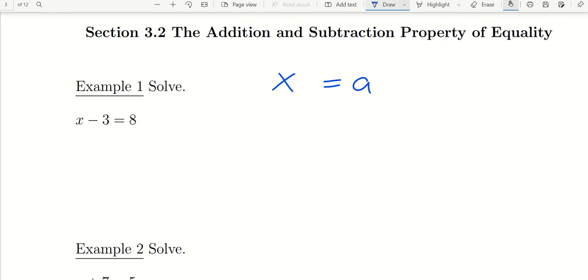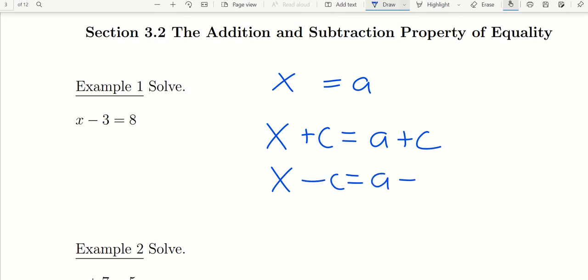What the addition and subtraction property says is if you take those two things that are equal, and if you add equal amounts to them, so let's suppose c is some real number, and you add c to both sides, then those two things will still stay equal. Similarly, if you start with two things that are equal, and you subtract the same amount from both of them, they will remain equal. Think of it kind of like a scale.